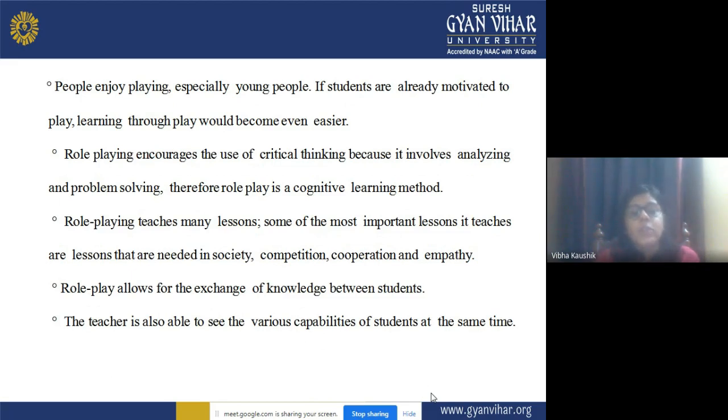Role play allows for the exchange of knowledge between students. It gives enough opportunities to the participants to exchange their knowledge. The teacher is also able to see the various capabilities of students at the same time. Role play gives various opportunities to the teacher also, in that the teacher can know the various capabilities and abilities of students when they are involved in the role play.